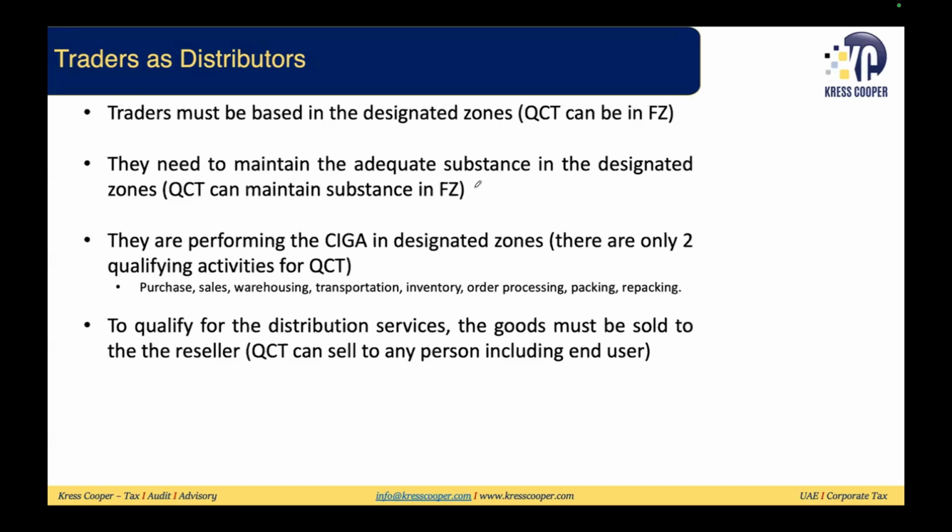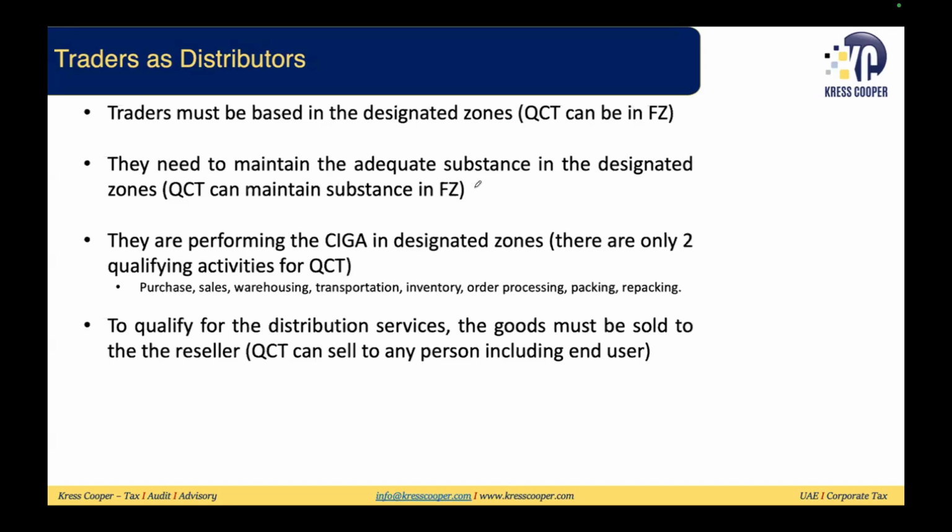First of all, for the distribution business, you must be based in the designated zone. But a qualifying commodity trader can be based in any free zone. This is the first thing. Second, the distribution company needs to maintain adequate substance within the designated zone, and a qualifying free zone trader can maintain the substance in the free zone only. They are not required to be in the designated zone.